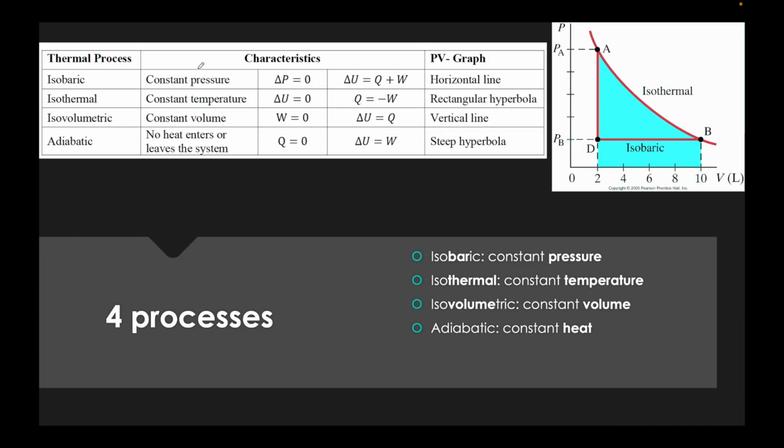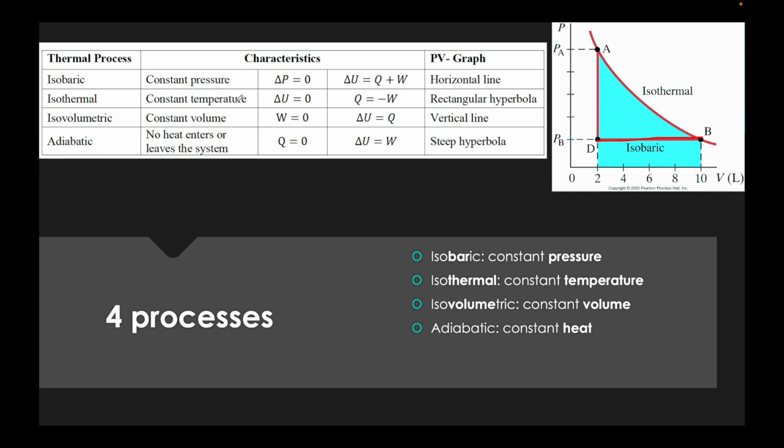So isobaric, constant pressure, the change in pressure will be 0. So if you wanted to find the energy, it's a combination of the heat plus the work done. If we were to have a graph, it would be a horizontal line. So if you had a straight line going along the way, this would be isobaric. The pressure is not changing.